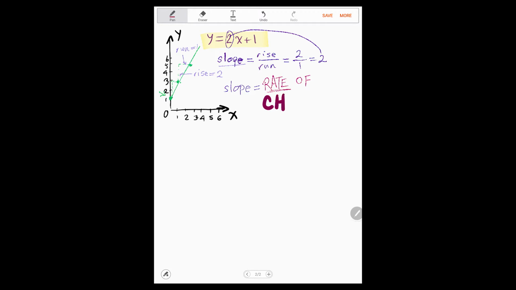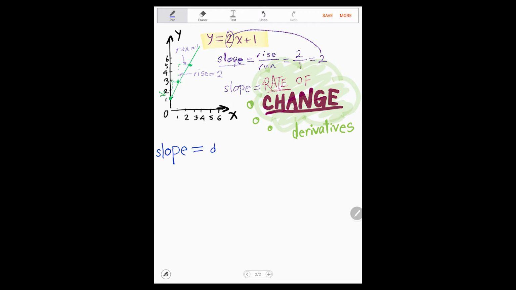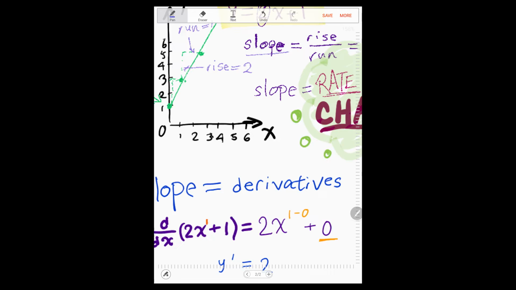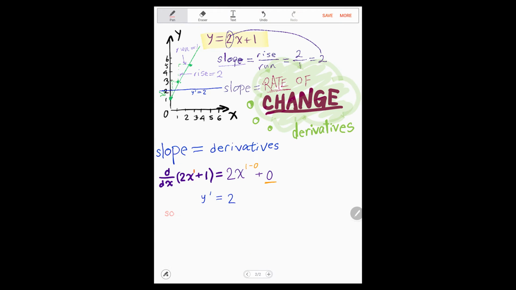So in this sense, slope is basically the rate of change, and whenever you see derivatives, always think rate of change, because that's exactly what derivatives are. When we find the derivative of 2x plus 1, the power of x decreases by 1, and we get y prime equals 2. When we graph that up here, we see a horizontal line, and this simply means that the rate of change of this graph is constant. All the points on y equals 2x plus 1 are increasing at a constant rate of 2.